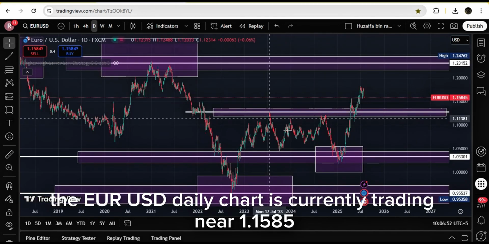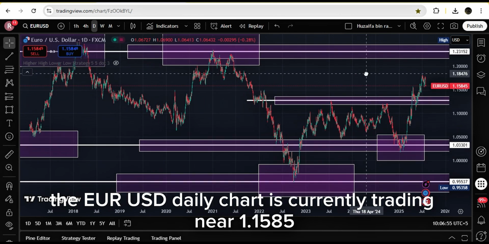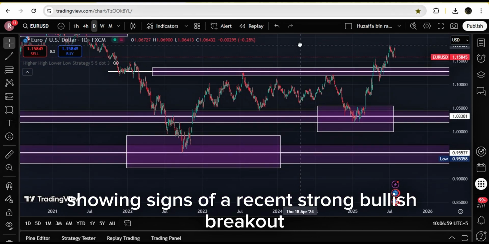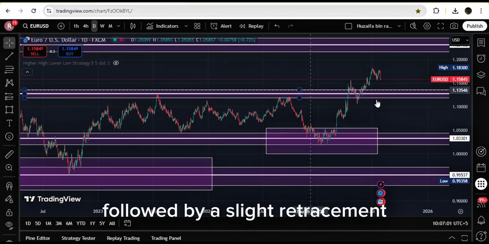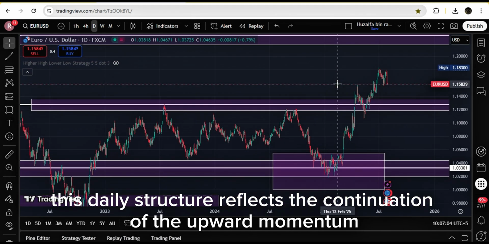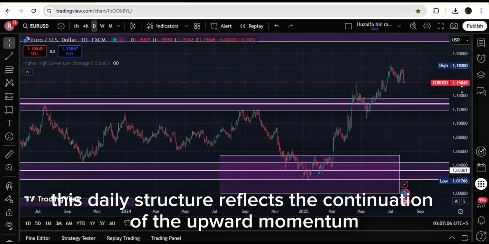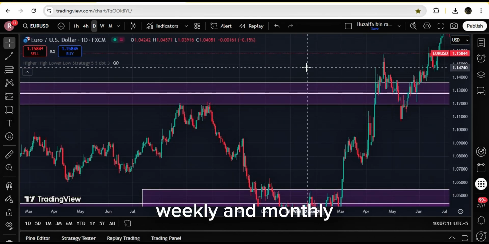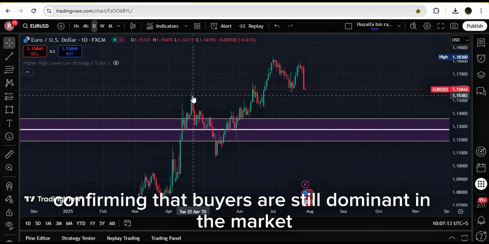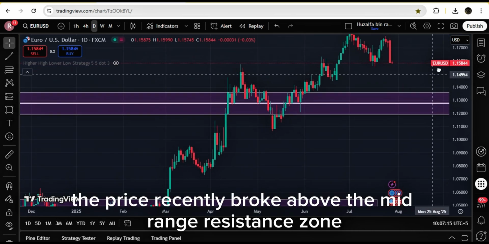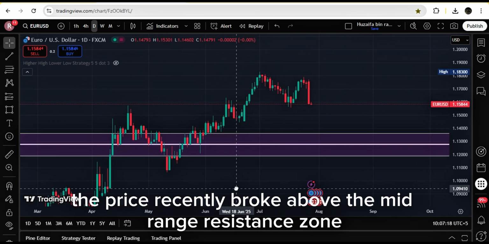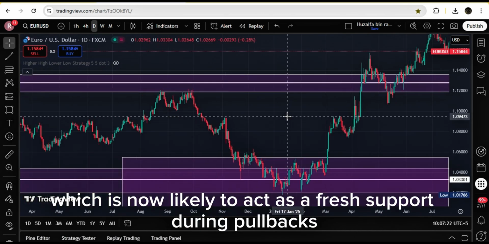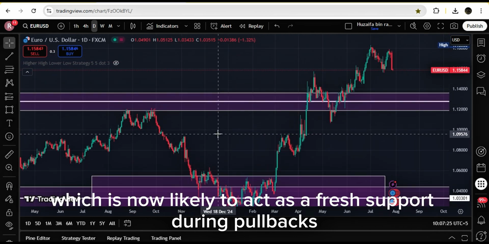The EUR USD daily chart is currently trading near 1.1585, showing signs of a recent strong bullish breakout followed by a slight retracement. This daily structure reflects the continuation of the upward momentum observed on higher timeframes, weekly and monthly, confirming that buyers are still dominant in the market. The price recently broke above the mid-range resistance zone around 1.12 to 1.13, which is now likely to act as a fresh support during pullbacks.